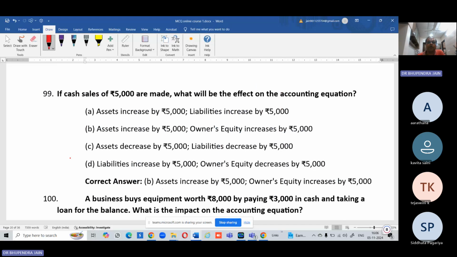If sales of rupees 5,000 are made, what will be the effect on the accounting equation? So whenever you sell the goods for cash, cash is coming in the business, so assets increase. Clear? So whenever you sell the goods, it will affect the owner's capital. The reason is that the profit will generate at the time of sale.